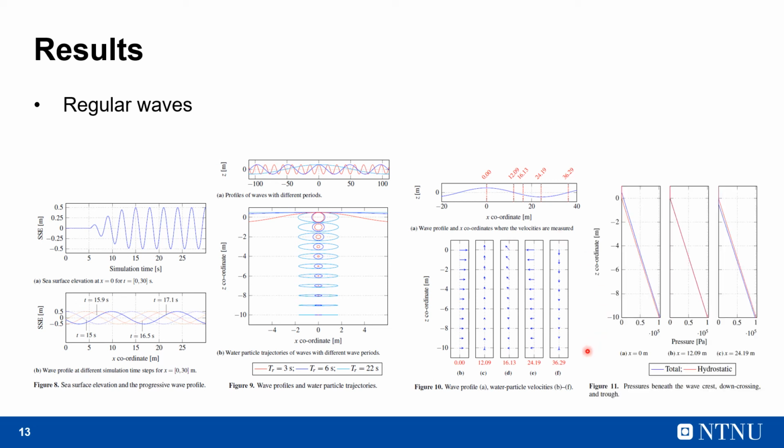We look at the pressures beneath the wave. We see that beneath the wave crest, the total pressure exceeds the hydrostatic pressure as expected, and beneath the wave trough, the total pressure is lower than the hydrostatic pressure, again as expected, and at the zero crossing points, the total pressure coincides with the hydrostatic pressure.